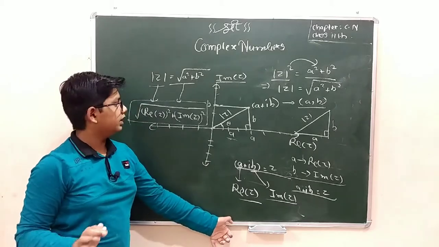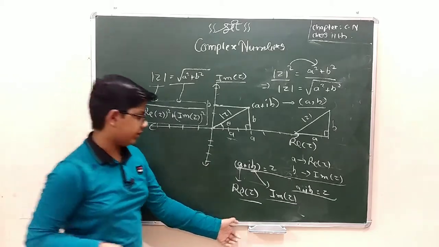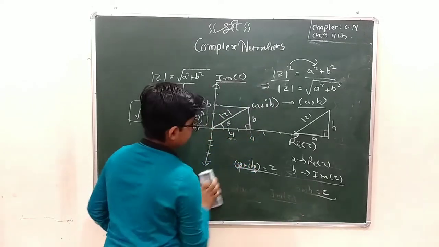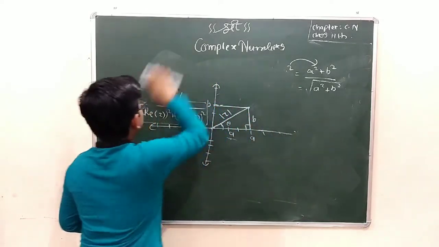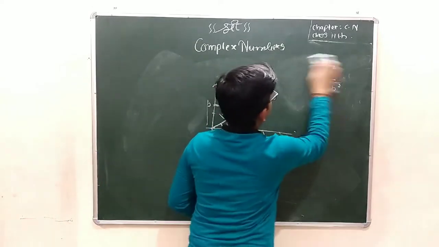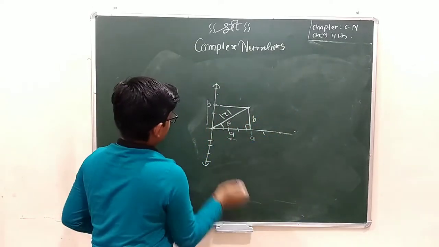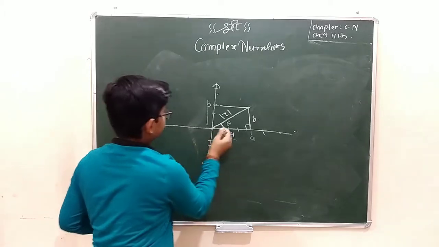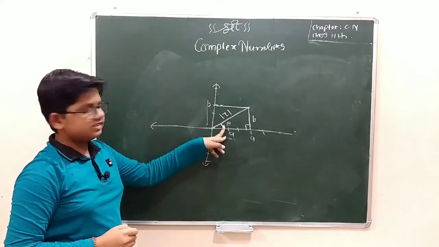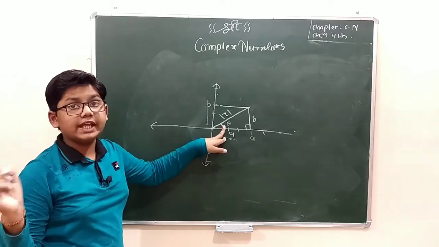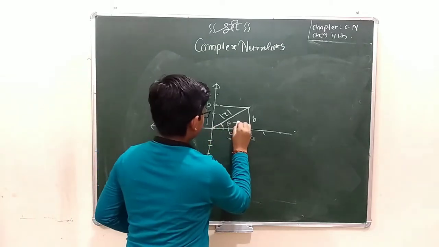Now what about argument? Now suppose I take that same graph, and if I consider this angle as theta. This angle is theta. Now what is this angle known as? This angle is known as argument of z.